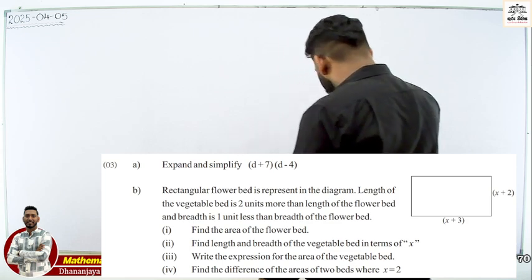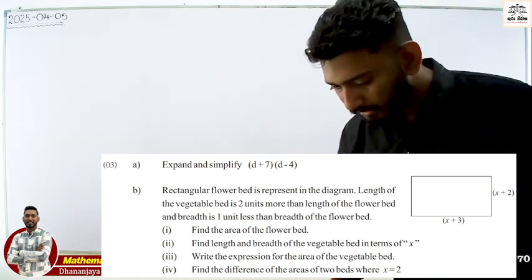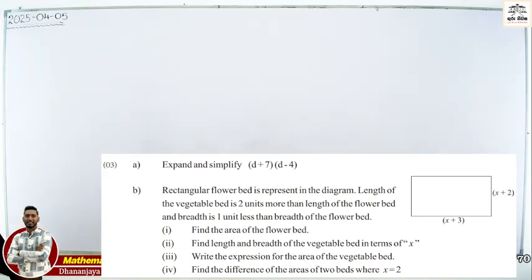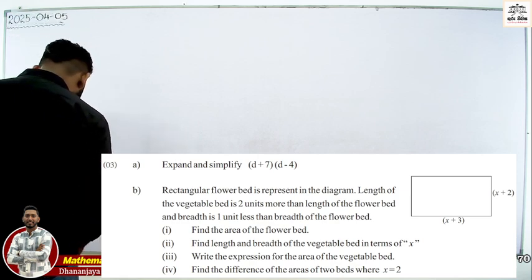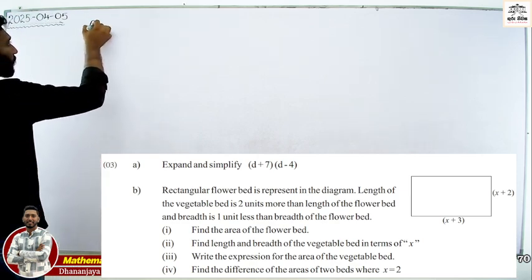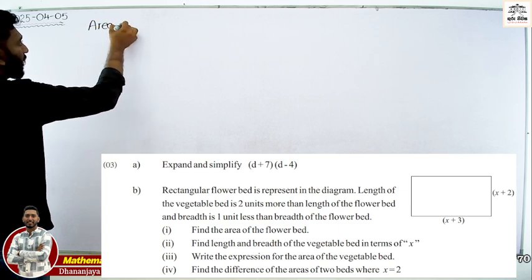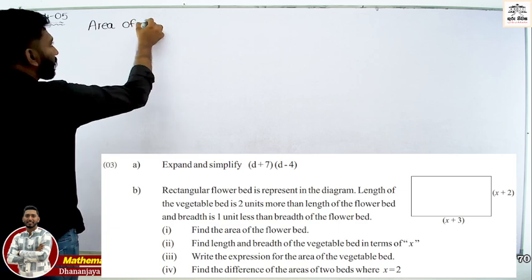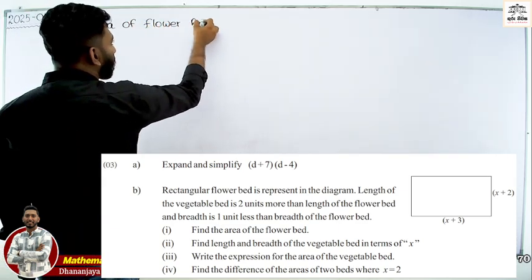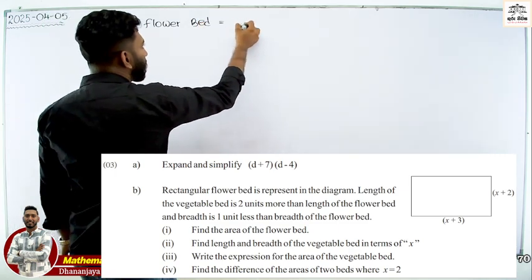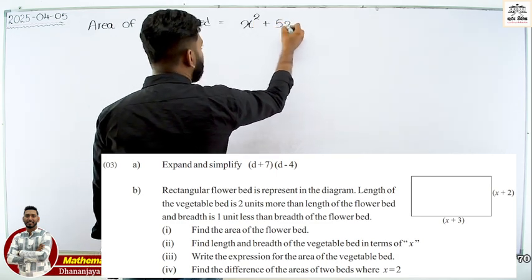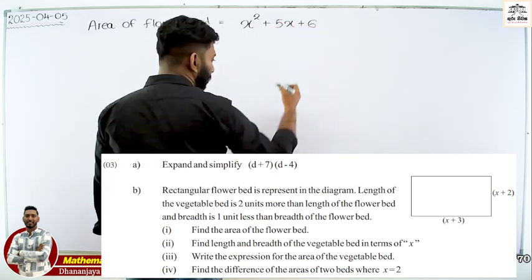There are two methods. There are several methods for this. Let's see. Now look at this. First we have to find the area of the flower bed. Area of flower bed. It becomes x to the power of 2 plus 5x plus 6.